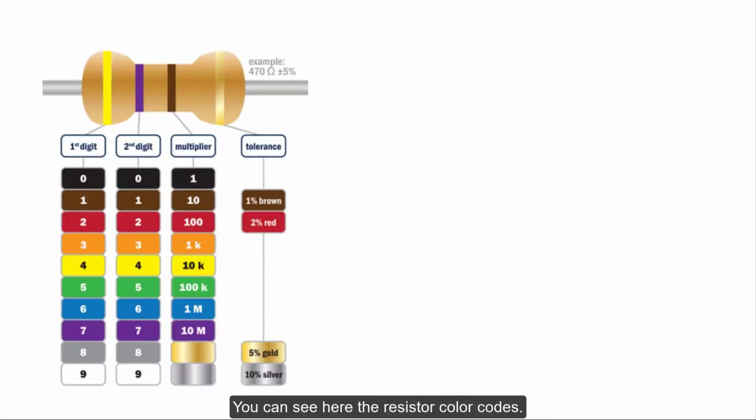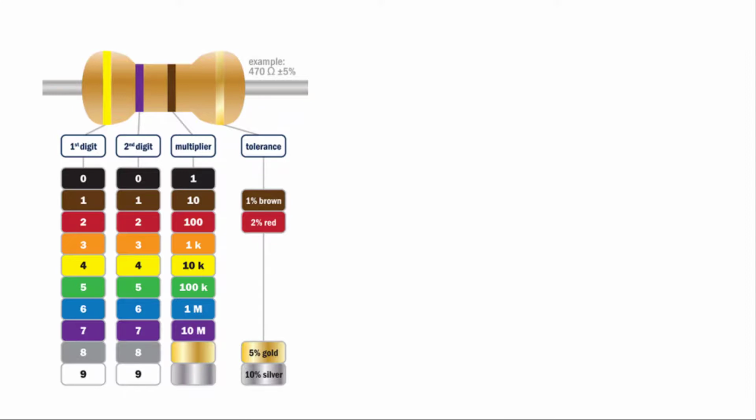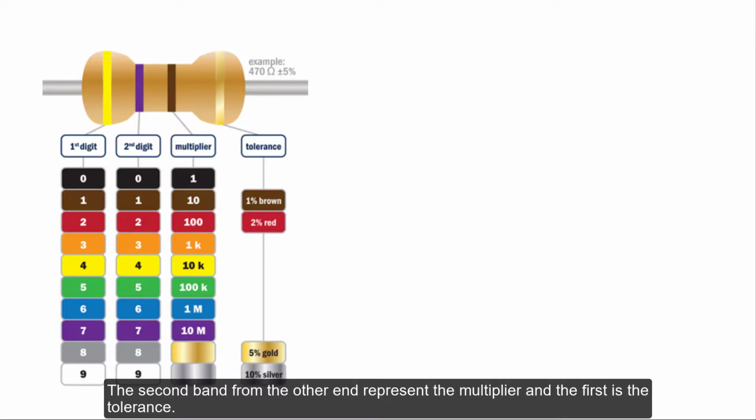You can see here the resistor color codes. Here we have a 470 ohm resistor. The first band represents the first digit, the second band the second digit. The second band from the other end represents the multiplier and the first is the tolerance.